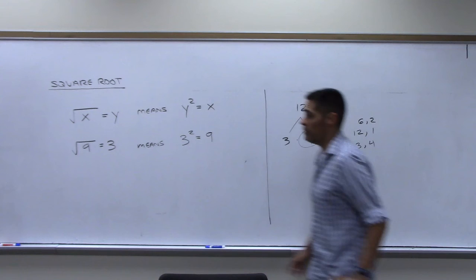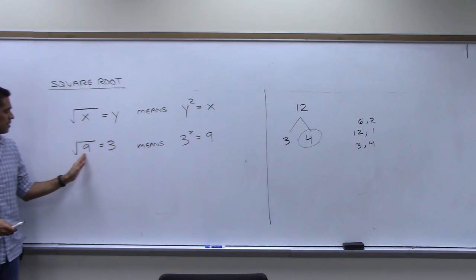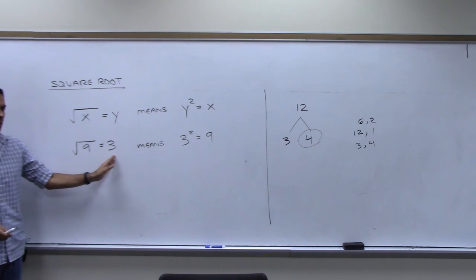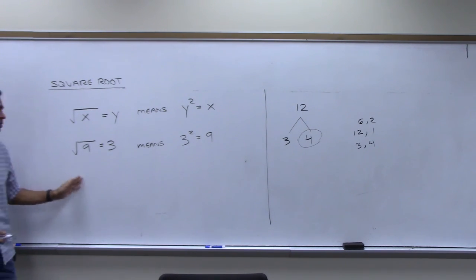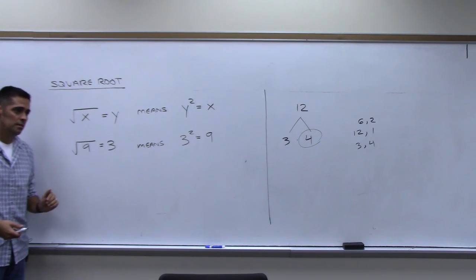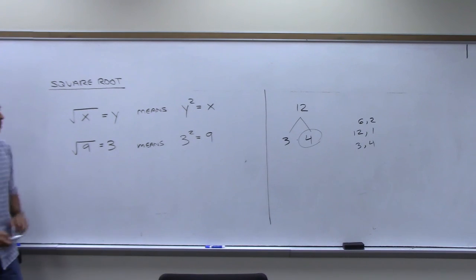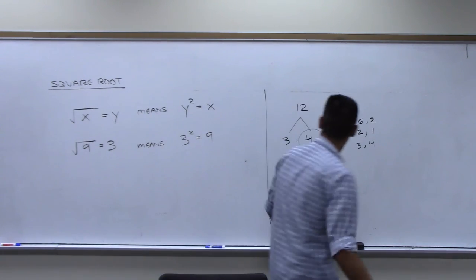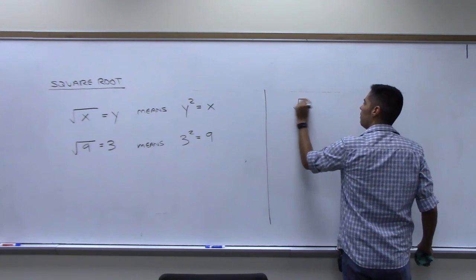So when we say square root of 9, we mean what number times itself is 9, right? What number times itself is 9? 3. And if we did this for all the perfect squares, we'd get nice answers, wouldn't we? Like the square root of 121 would be 11. The square root of 144 would be 12, right? So on and so forth. But what happens when we get to something like 12? What if we have the square root of 12?